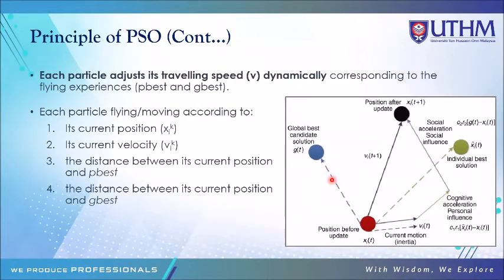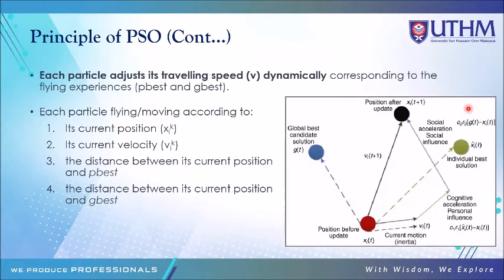Each particle adjusts its traveling speed. Of course, from one position to another position, they need a speed. We call it velocity. They try to adjust their traveling speed dynamically, corresponding to the flying experience, according to the experience of P best and G best. Each particle moves according to its current position, its current velocity, the distance between its current position and P best, and the distance between its current position and the G best. This is the illustration of the behavior of the PSO.